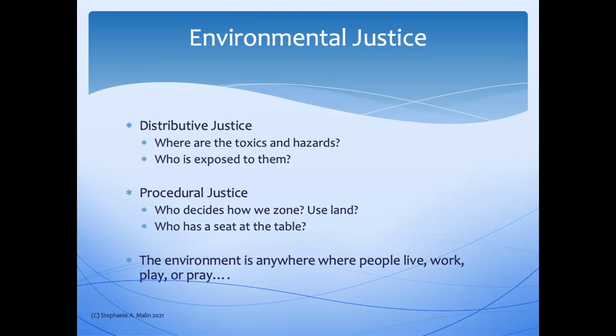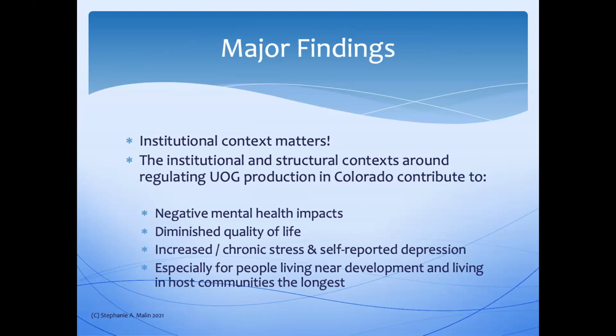Procedural justice means who decides, right? It's the bigger, more long-term picture of who actually has a seat at the table to meaningfully participate in deciding how we use land, how we use water, what kind of energy systems we want, for example. And many of us know, right, that power is often maldistributed, and you often have industry overrepresented at the table in this case. So the major findings of this study are that institutional context really matters, right?